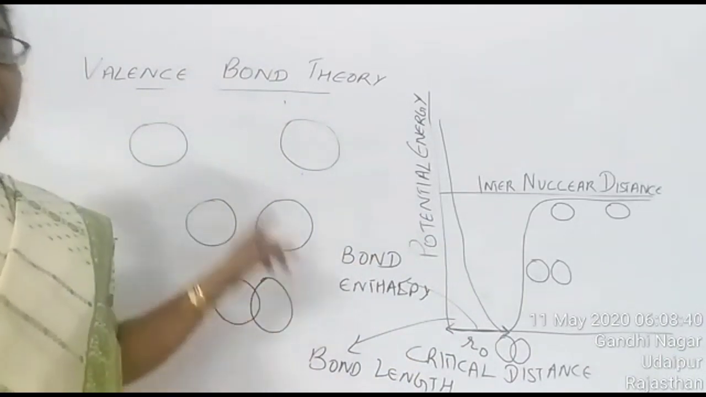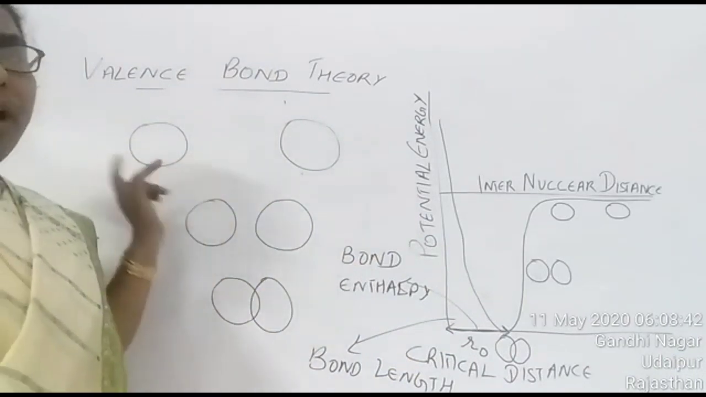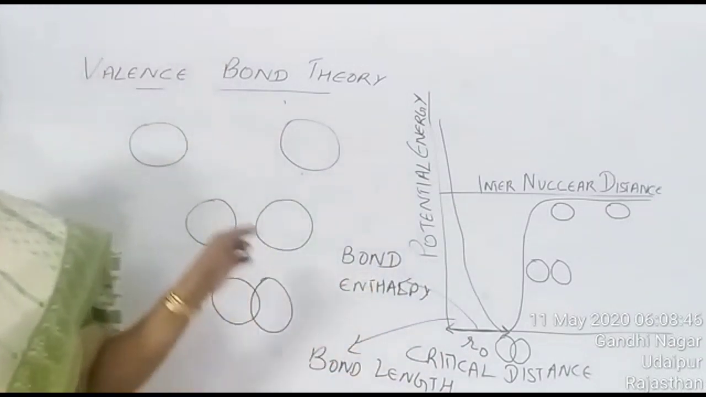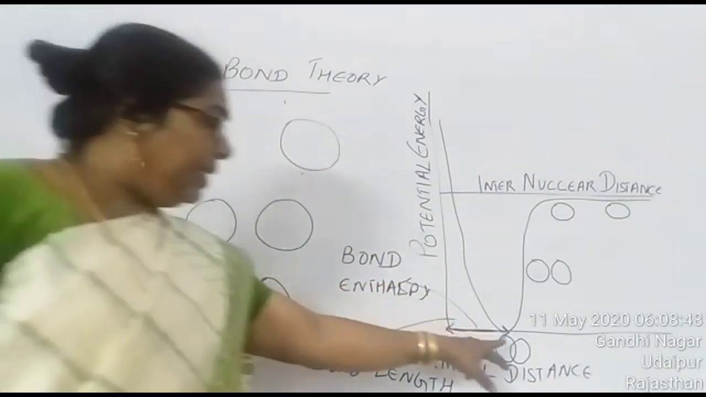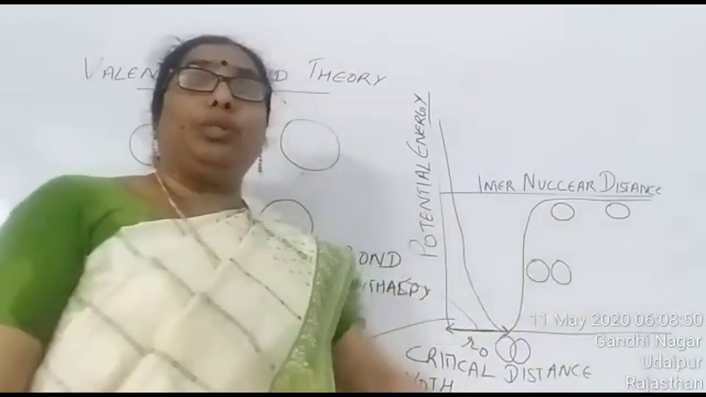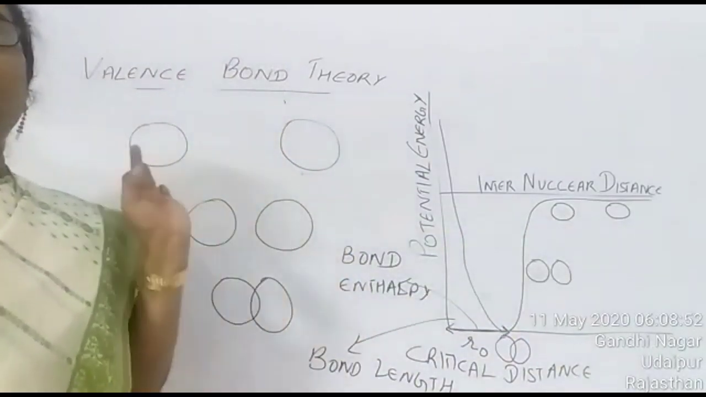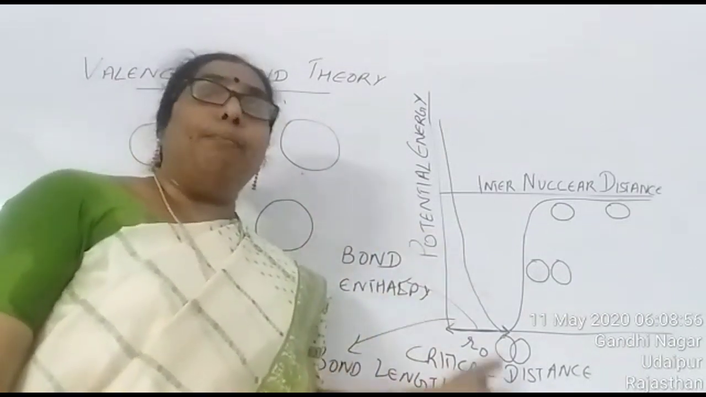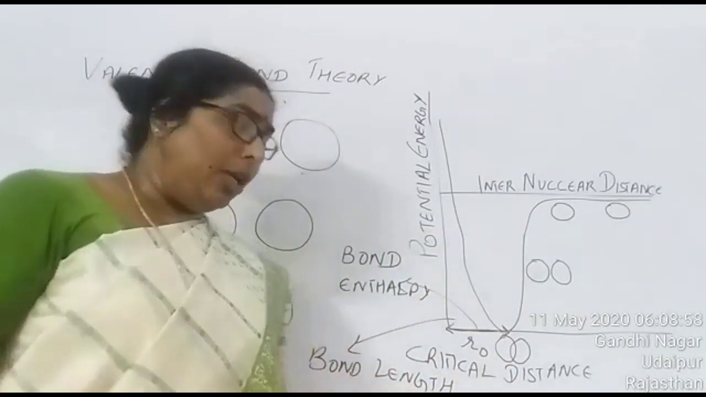Is it clear, children? Explanation of the formation of hydrogen molecule. So from this we can prove that hydrogen molecule possesses less energy compared to hydrogen atom. That is why hydrogen atoms always show a tendency to combine together to form a molecule.